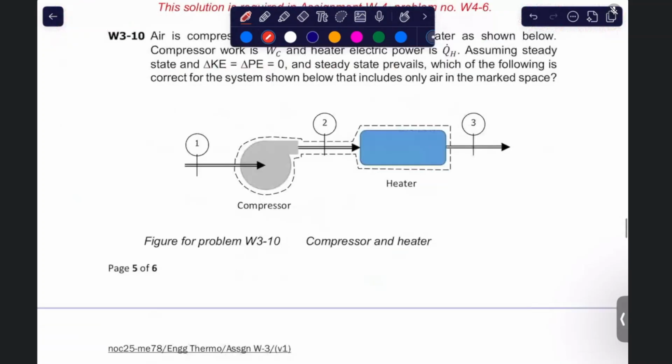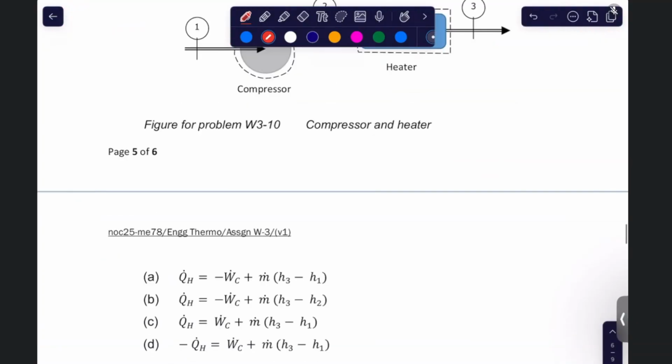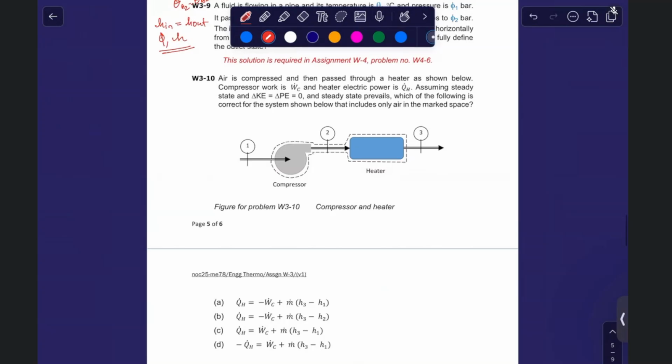Then the 10th question. Air is compressed and then passed through a heater as shown below. Compressor work is WC and heater electric power is Q dot H. Assuming steady state and delta KE equal to delta PE equal to 0, which of the following is correct for the system shown below that includes only air in the marked space? So there were options given. So these are the options.